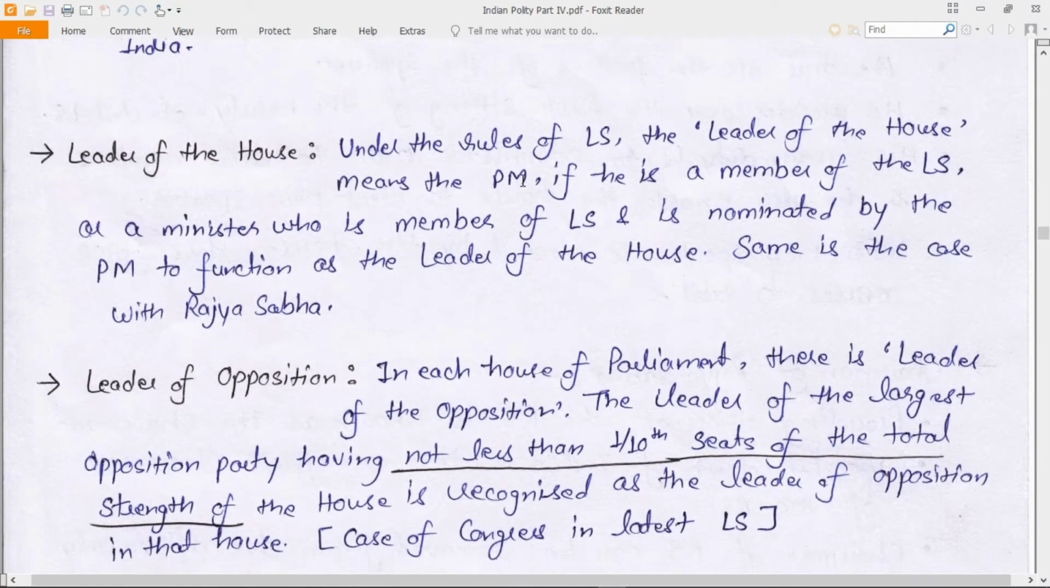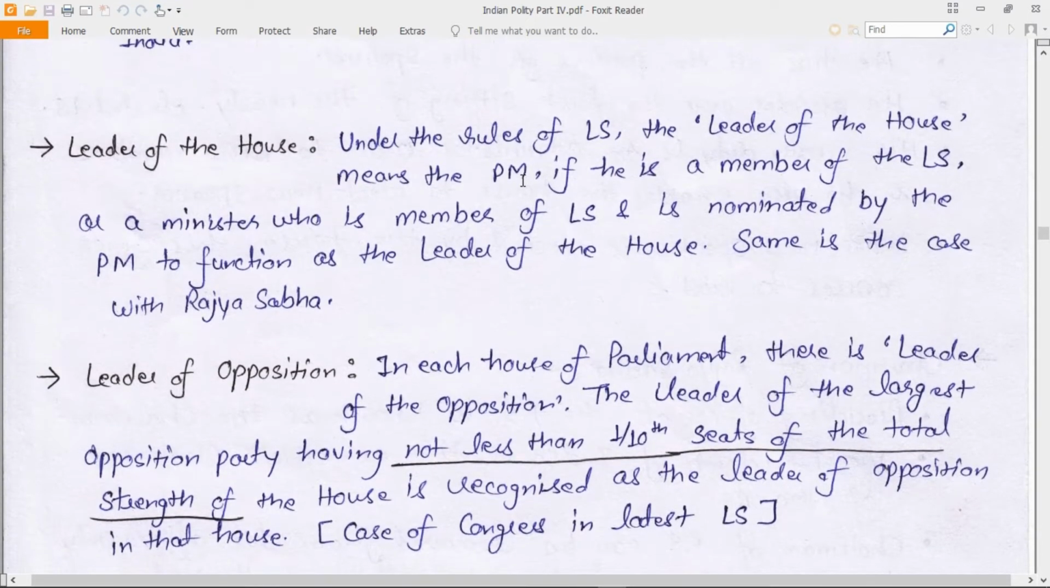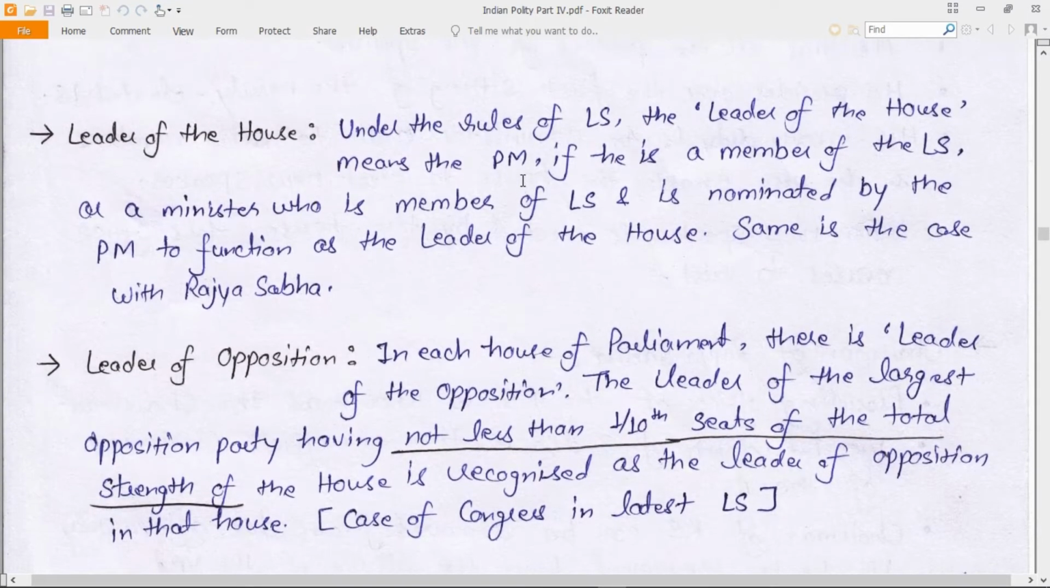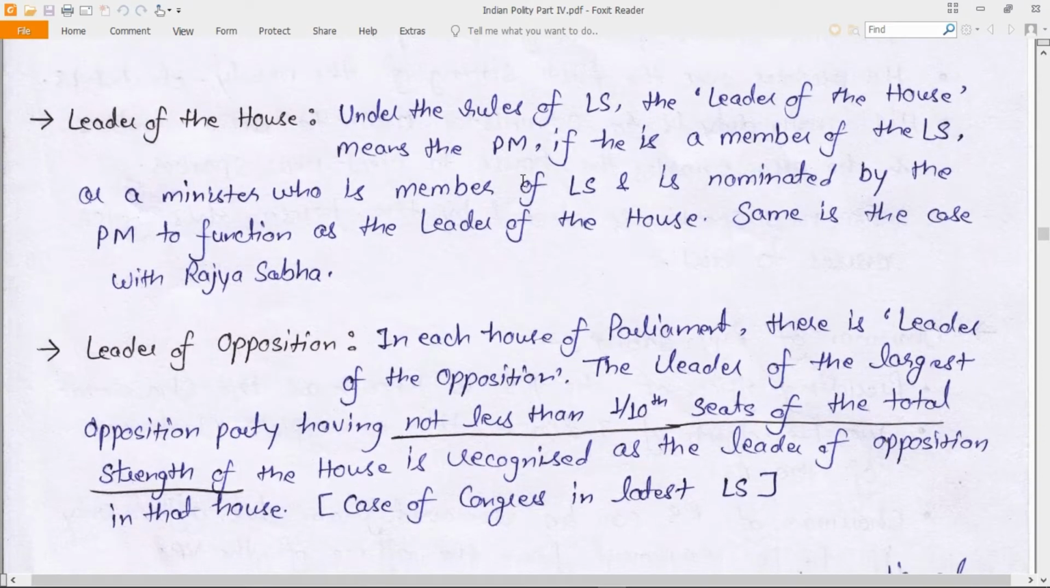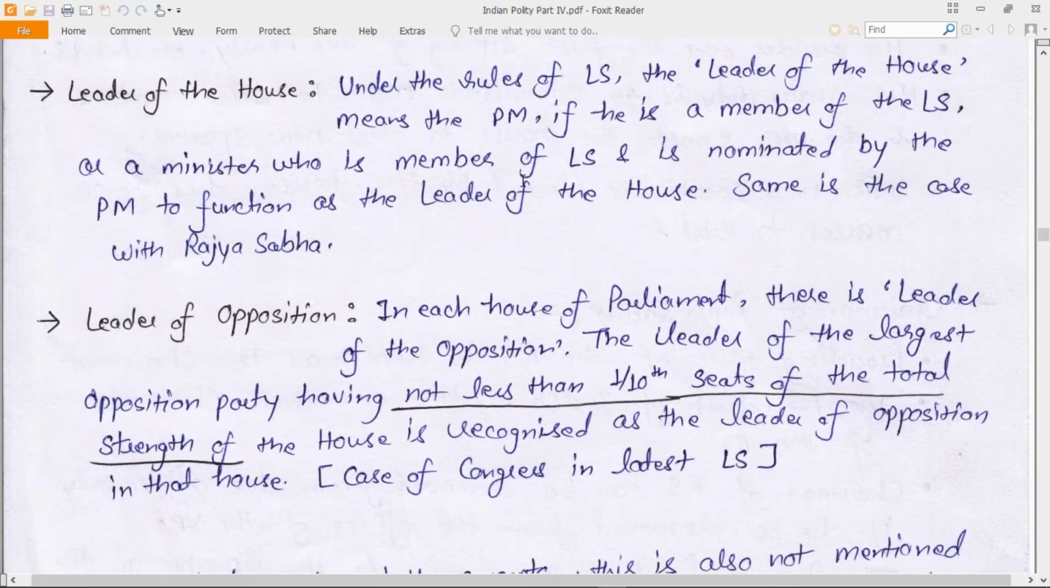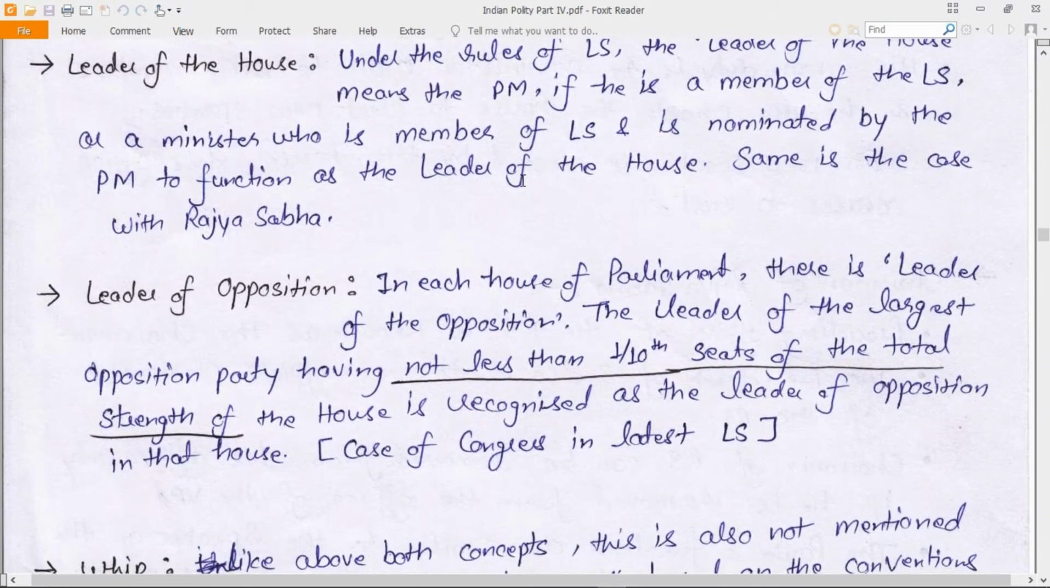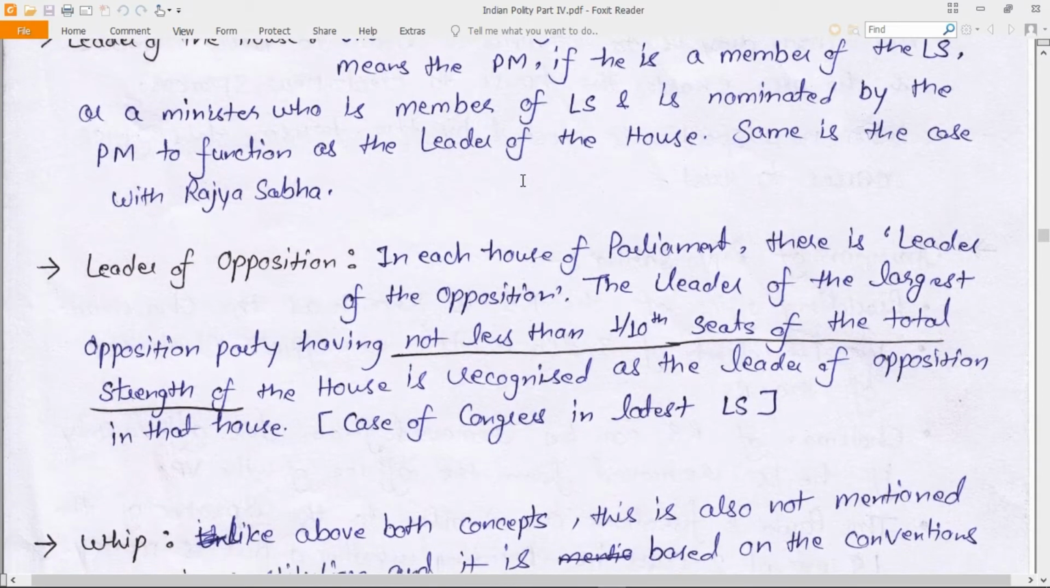Let's talk about the Leader of the House. Under the rules of Lok Sabha, the Leader of the House means the Prime Minister, if he is a member of the Lok Sabha, or a minister who is a member of Lok Sabha and is nominated by the Prime Minister to function as the Leader of the House. The same is the case with Rajya Sabha.